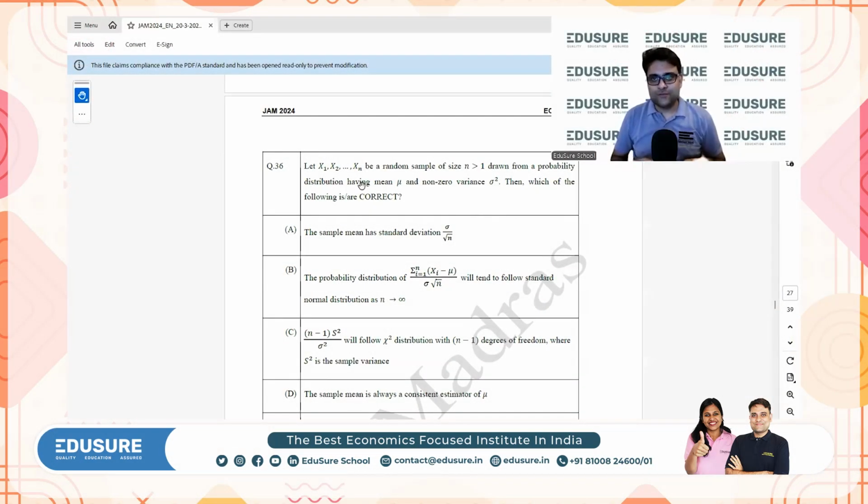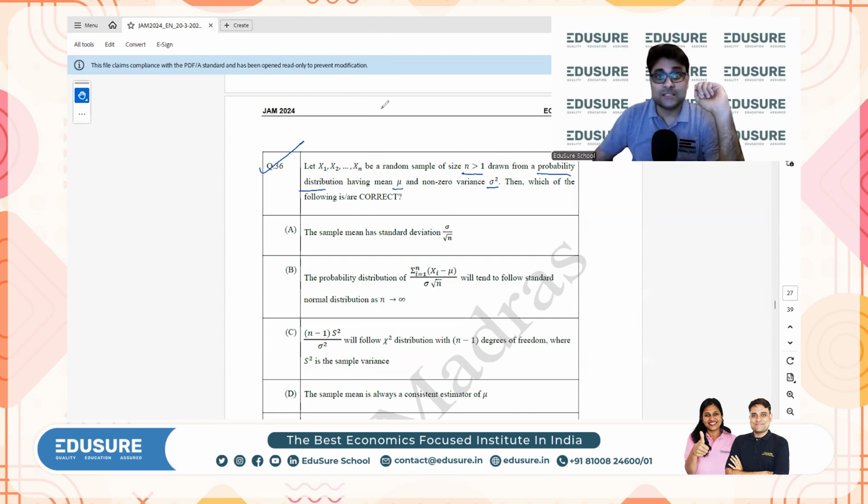IIT JAM 2024, question number 36. Let x1 up to xn be a random sample of size n drawn from a probability distribution. It's not mentioned that it's a normal distribution. It's only mentioned a probability distribution. Point to be noted. Mean is mu, non-zero variance sigma square. So basically x1 to xn is a sample drawn from a probability distribution having mean mu and sigma square.